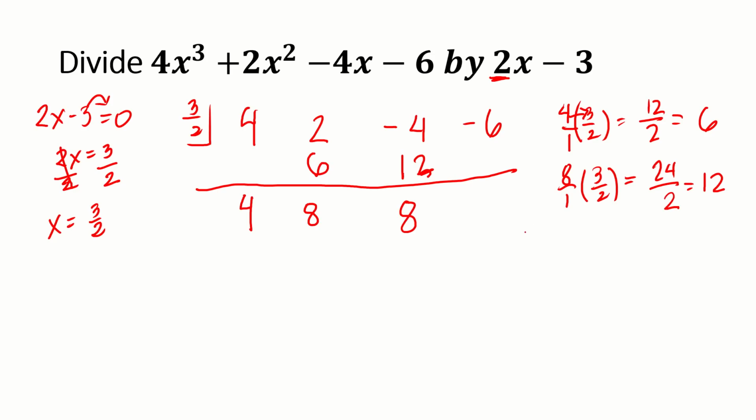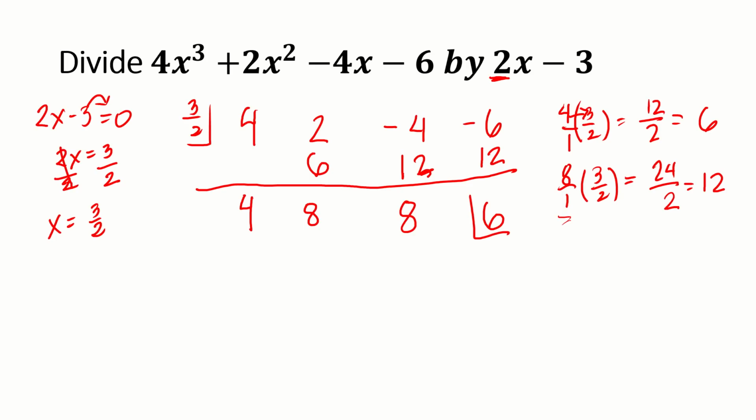Then positive 8, multiply ulit kay 3 over 2. So ito ulit yun, di ba? 8 times 3 over 2. So this will be 12. Then negative 6 plus 12, this will be positive 6. So again, this is the remainder.